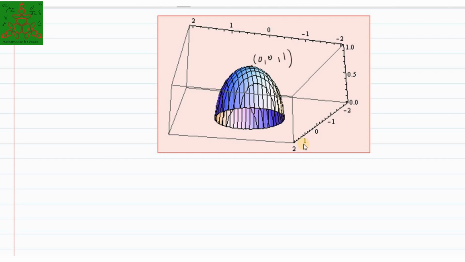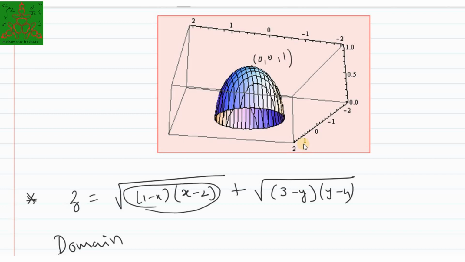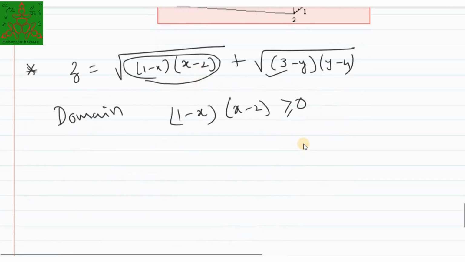Let us consider the example z is equal to square root of (1 minus x)(x minus 2) plus square root of (3 minus y)(y minus 4). If I consider this as a function, then what will be the domain of the function? If you want to first calculate the domain of this function, then this quantity has to be non-negative as well as this quantity. So you require (1 minus x) into (x minus 2) to be non-negative.